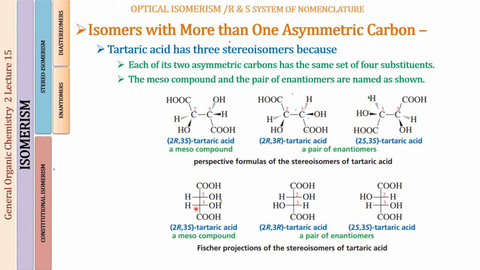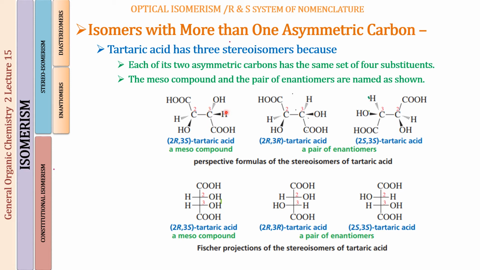And in the Fischer projection, which is very easy to identify, is the plane of symmetry in the meso compound. So if we draw a plane between C2 and C3, it is going to bisect the molecule into two halves, which are going to be the mirror images of each other. And hence we say that meso-tartaric acid is optically inactive. I'm going to talk more about the meso compound with you in a moment.